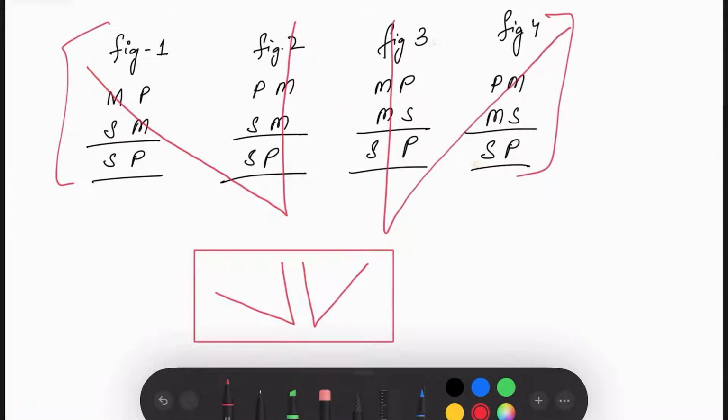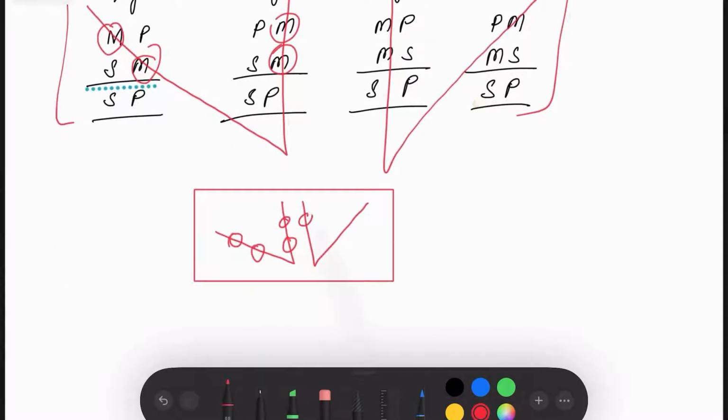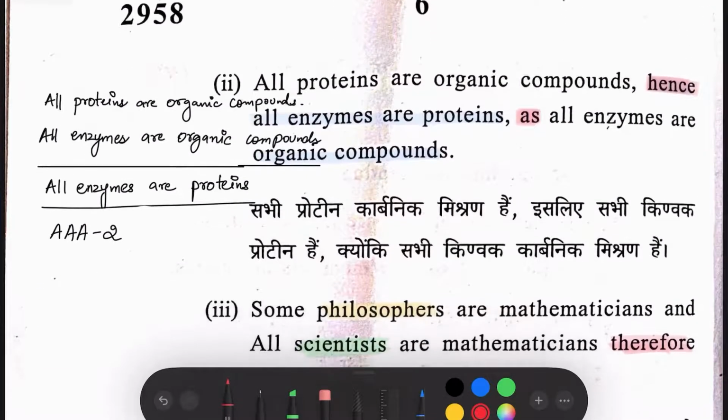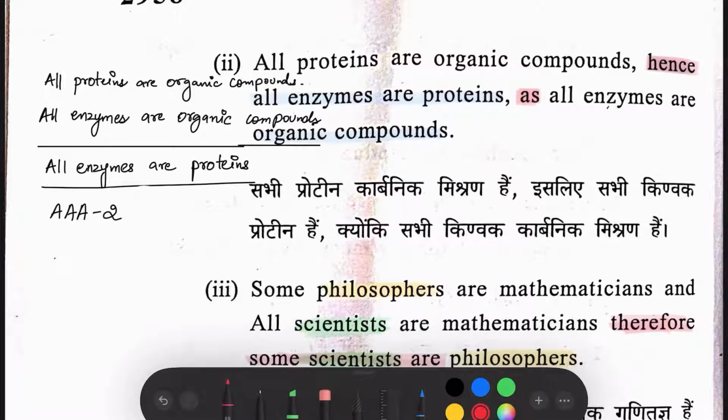Now यहाँ पे आपका middle term का position. So M is here, M is here. So the position of middle term. So M is here, M is here. And then in case of the third figure we have it as the subject, and then the last one we have it as this. This is a question which I have also solved in my videos also.